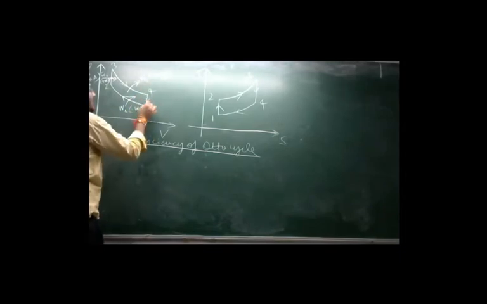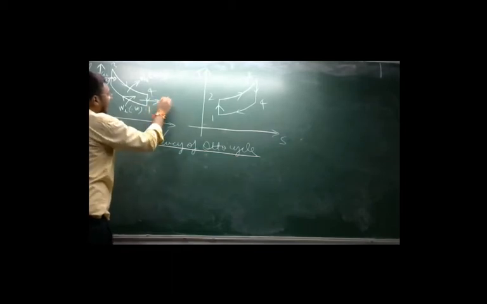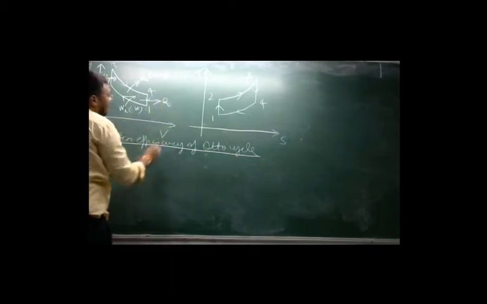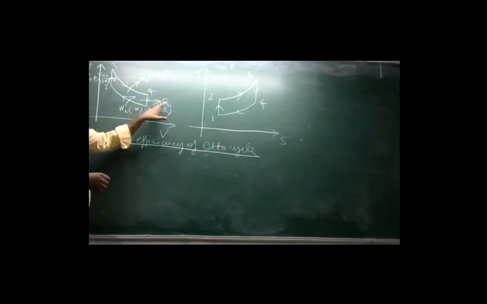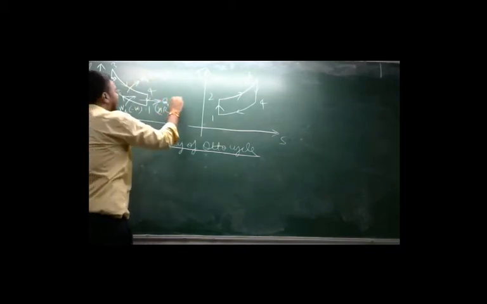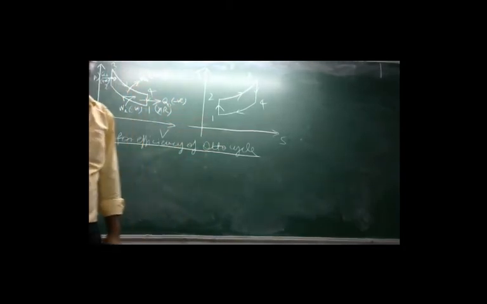From 4 to 1 is heat rejection. Heat goes outside of the system, which is represented by Qo. Here work output is positive, so heat output should be negative, because heat is opposite to work. These things you have studied already in basic thermodynamics in second year.